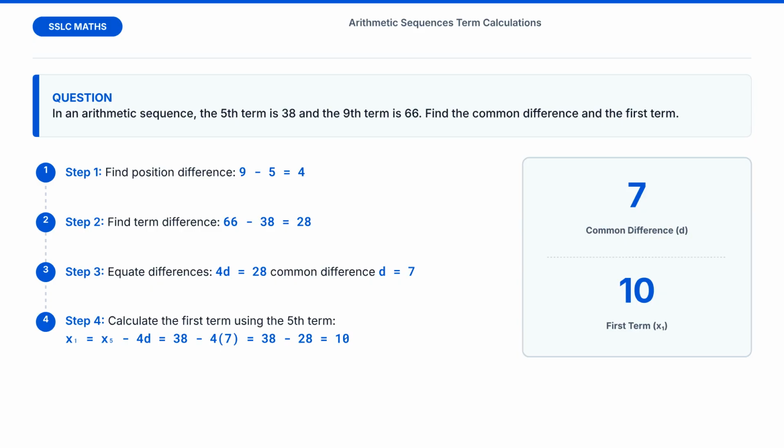To solve problems where you know two terms, find the position difference, then the term difference. Divide the term difference by the position difference to find d, then use that to determine the first term.